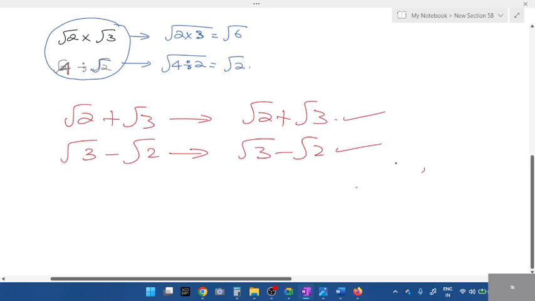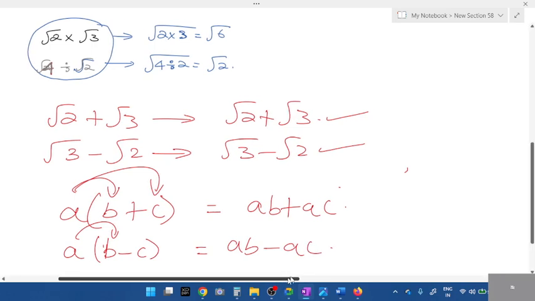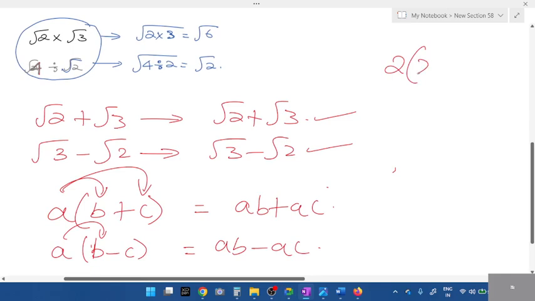Okay, related to this topic, we'll continue tomorrow. Before that, bracket rule, students. How do you multiply this when there are two numbers? Yes, both of you will answer, Anna and Andrea. Multiply A into B is how much? You multiply the first one. It is AB plus AC. What about this one? Plus into minus is minus. AB minus AC.